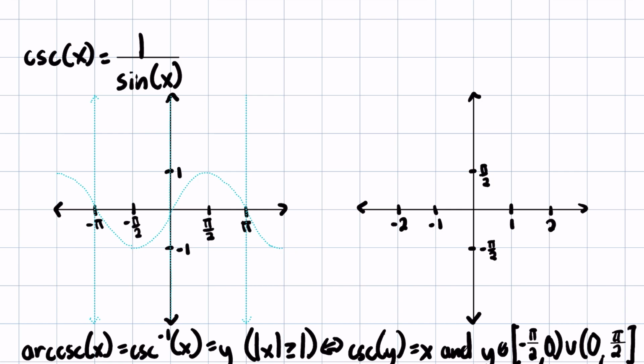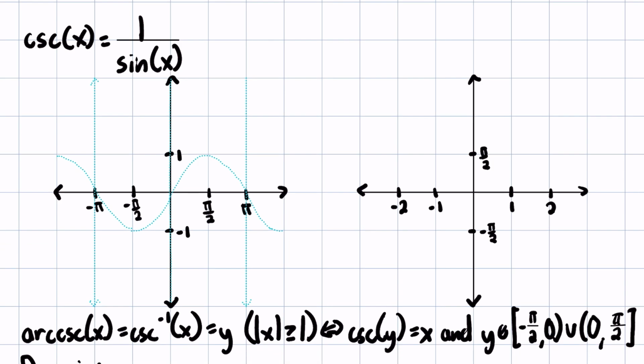In order to draw out the graph of cosecant, first I've just drawn out the graph of sine, and then I've drawn asymptotes at the zeros of sine. And so what we're going to do, it's 1 over sine. Basically, we just flip everything around.